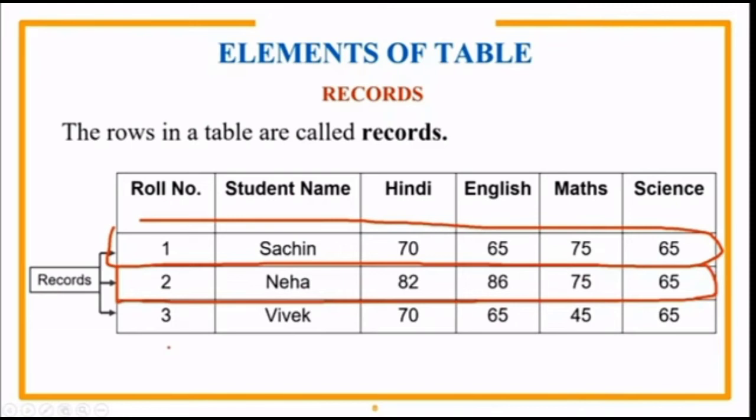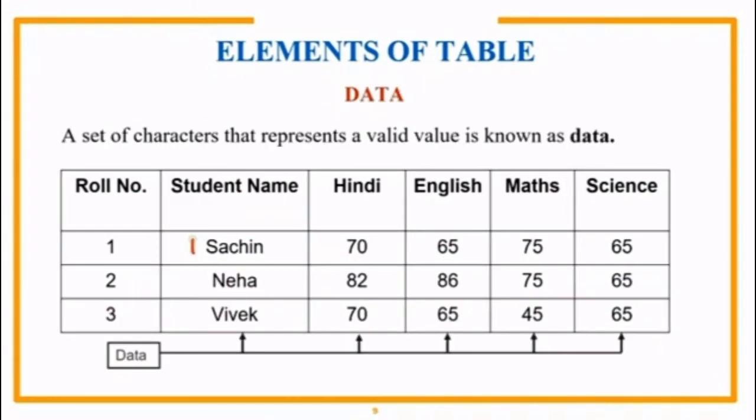Okay, so here you just see the figure here. The set of characters that represent a valid value is known as the data. Data is represented there. Okay, so these are the elements of data. What are they? Fields, records, and data.